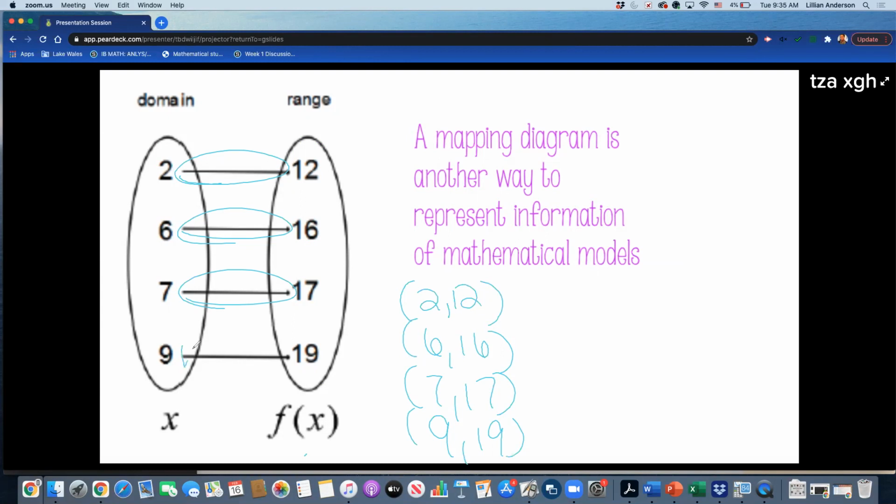Okay, so let's say that this arrow wasn't even there at all. That means 9, 19 wouldn't even be a point. It's just an additional value to throw you off. The arrows actually indicate the points, and then only those values will be a part of your domain, and those values will only be a part of your range.